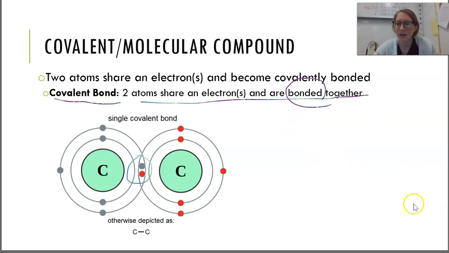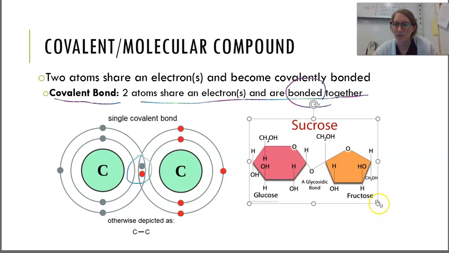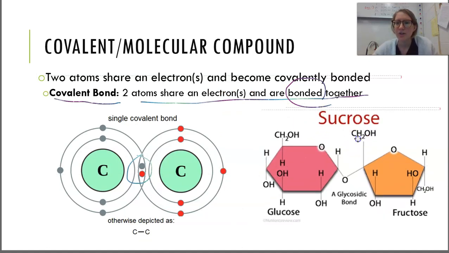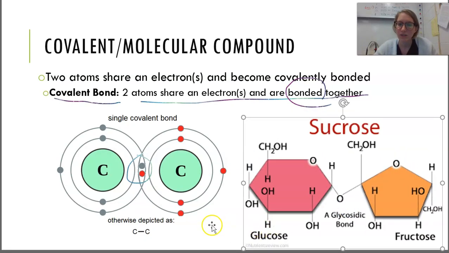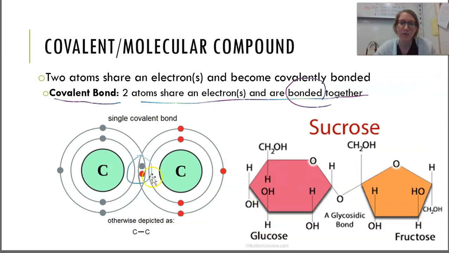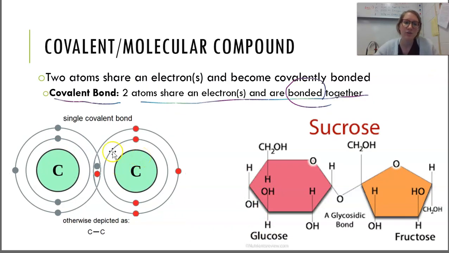So let's look at something that you guys already know of, which is sucrose. Sucrose is one of the macromolecules we talked about, a carbohydrate, and sucrose is actually the combination of two smaller carbon rings, glucose and fructose. But what's important to know is that this is showing carbon atoms, so this is showing covalent bonds of two carbon atoms.